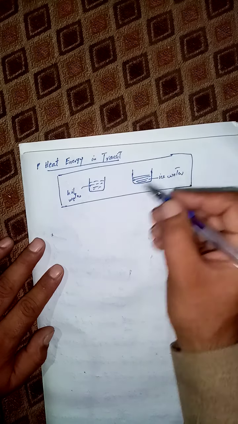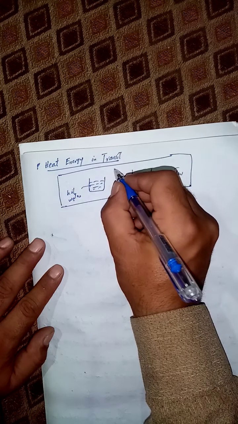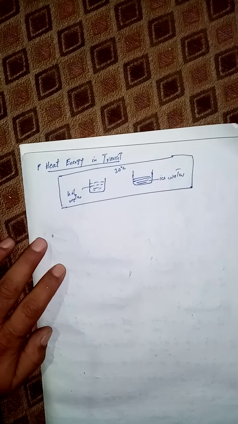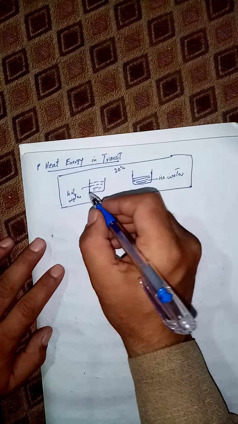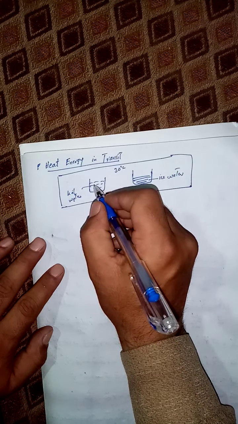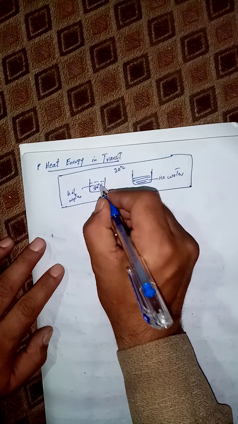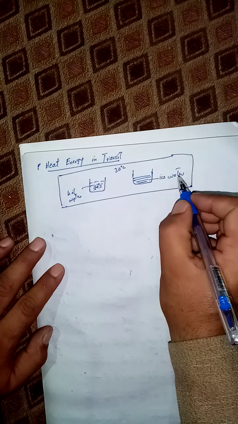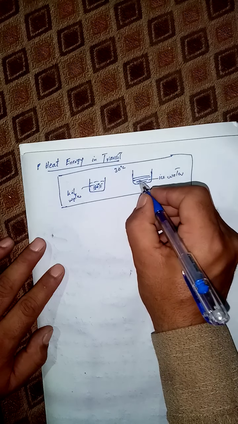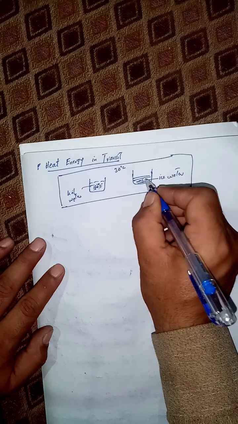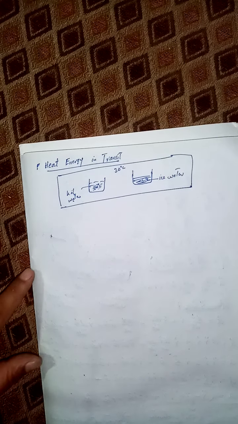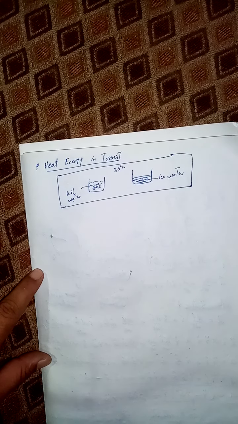in a room. Suppose the room has a temperature of, let's suppose, 30 degrees centigrade. Now suppose this is hot water, so its temperature I will suppose to be 70 degrees C, and this is ice water, so its temperature inside will be minus 5 degrees C. Now what will happen to these two systems?